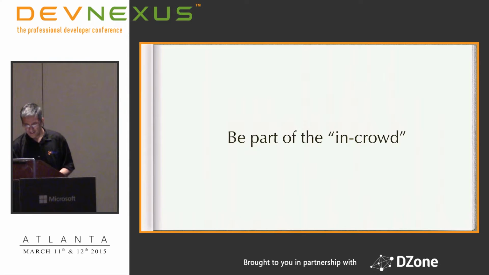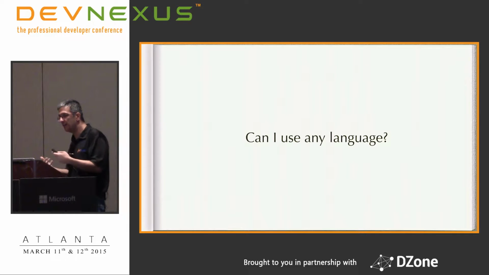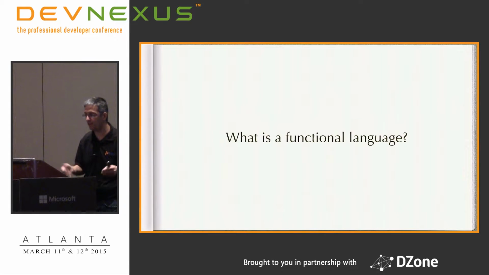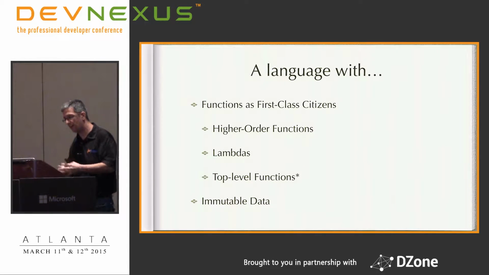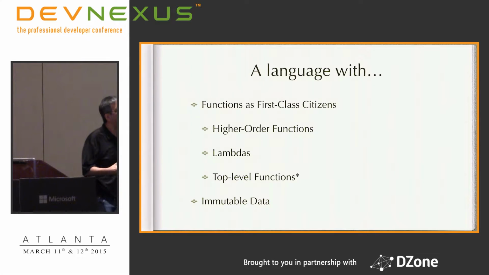Anyway, coming back to functional programming, enough with the whys. Can I use any language? More or less, yes. You can use any language, but it does beg the question of what exactly is a functional language. Here are a few things that I've found along the lines of what a functional language is. First of all, there's this concept of functions being first-class citizens. This is important because we want to treat functions as a basic primitive. Those are going to be our building blocks, and we'll see this throughout this presentation.